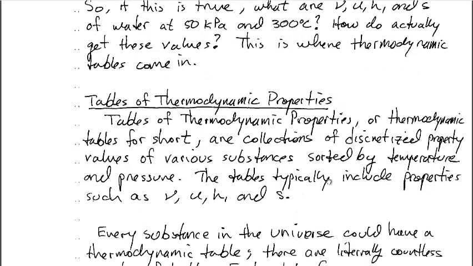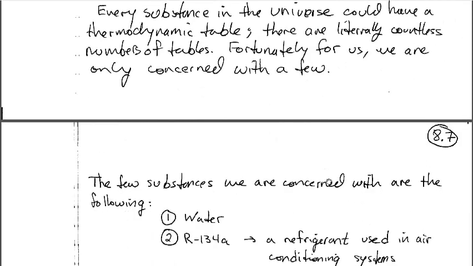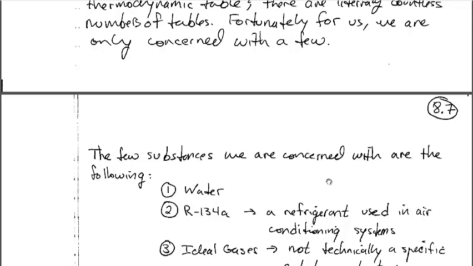So every substance in the universe could have a thermodynamic table, right? Every substance in the universe has thermodynamic properties. And so we could, for every single substance, determine and tabulate all of the property data. There could literally be countless numbers of tables. But fortunately for us, this semester, we're only concerned with a few tables, okay? Specifically, the few tables that correspond to the substances that we'll need to study this semester.